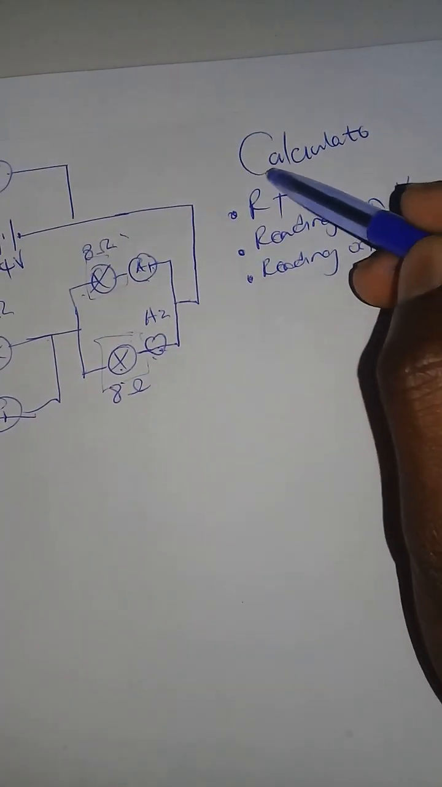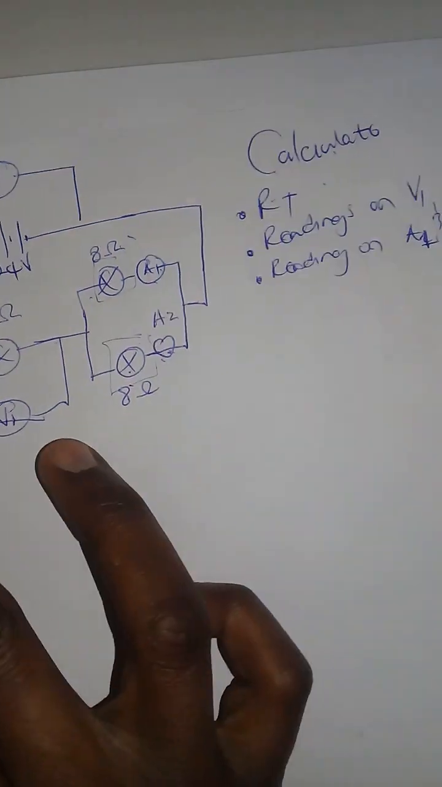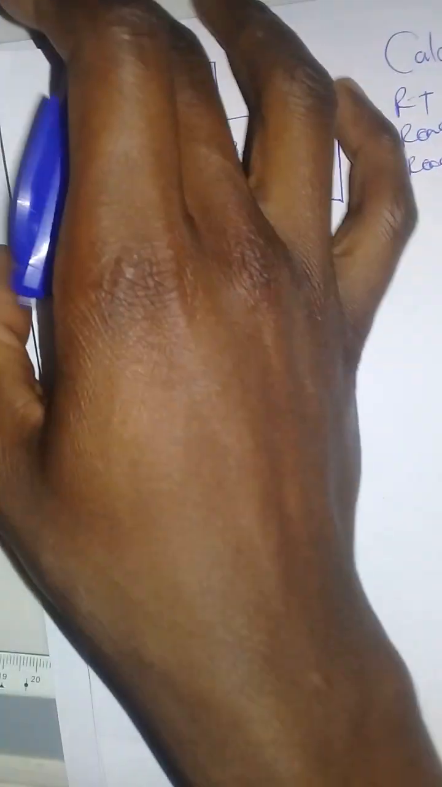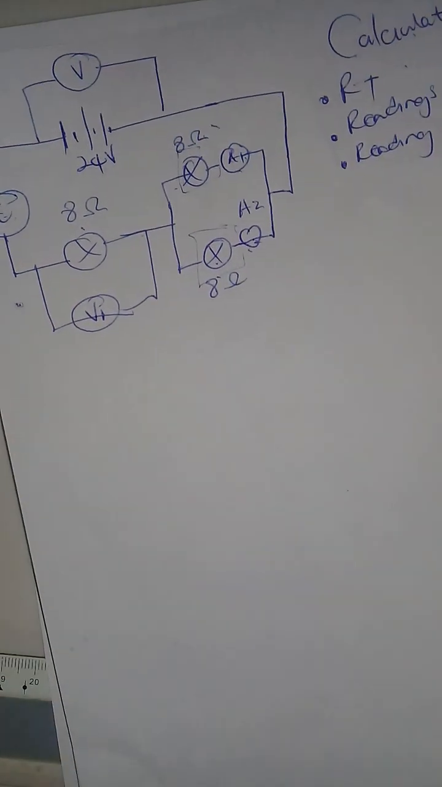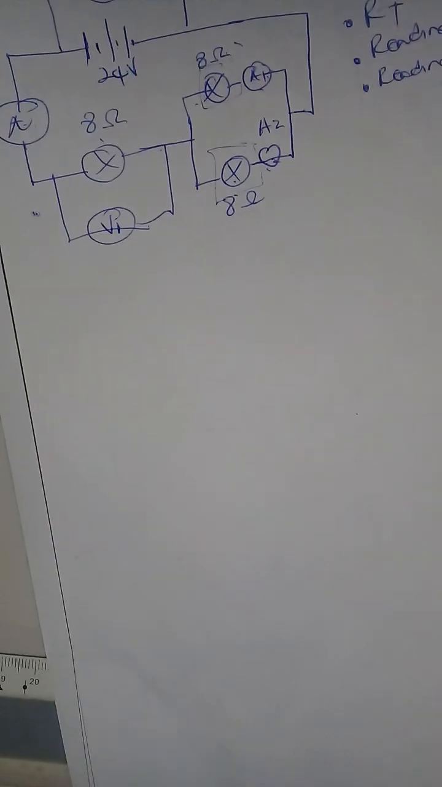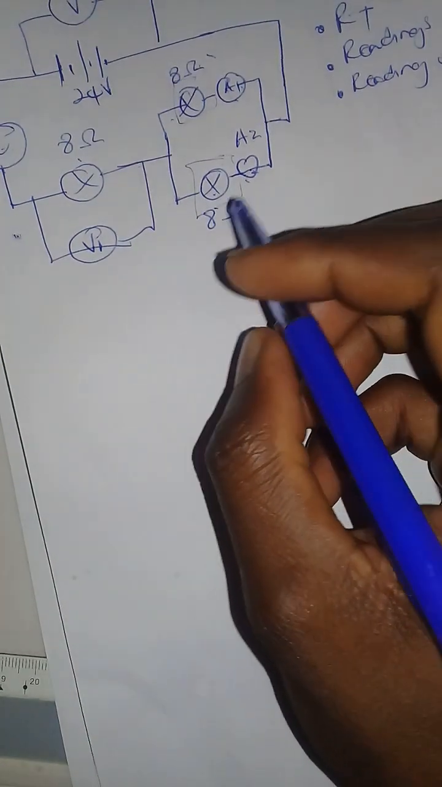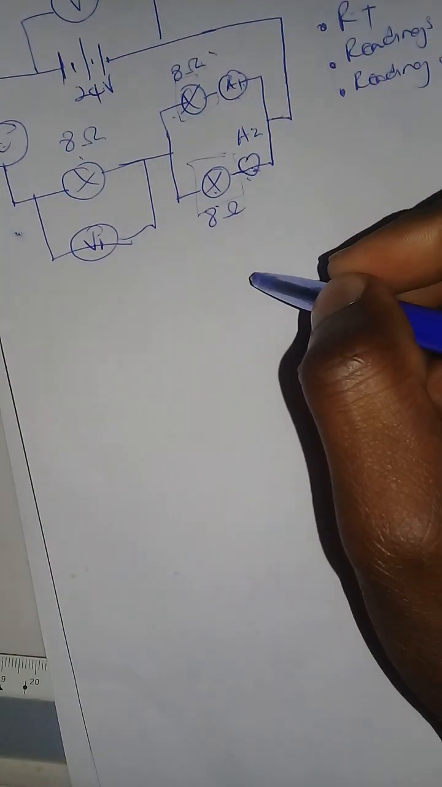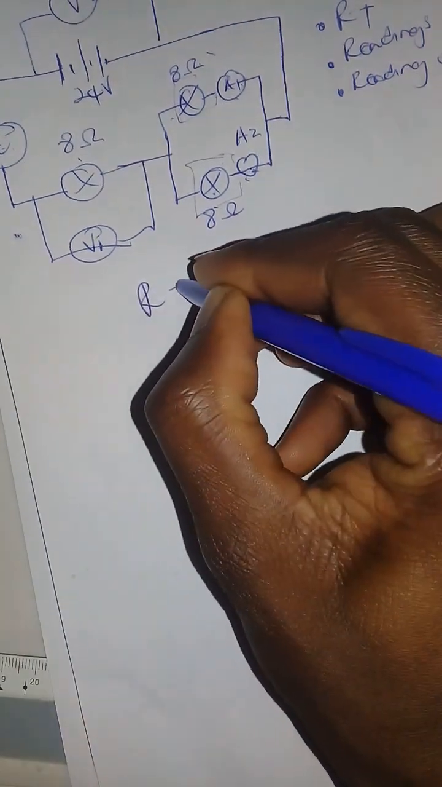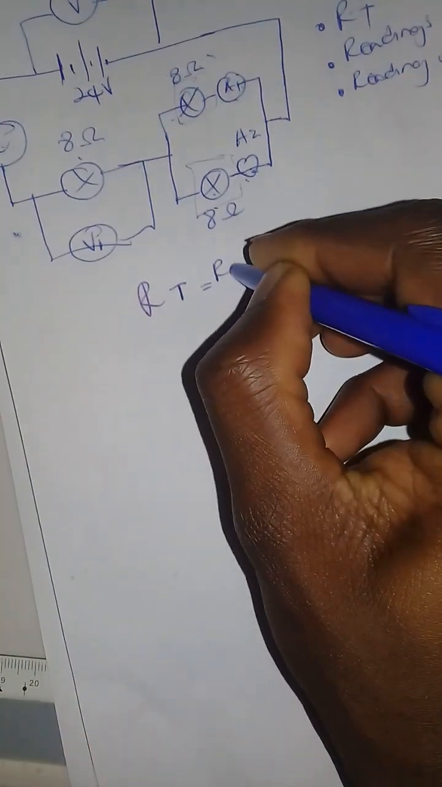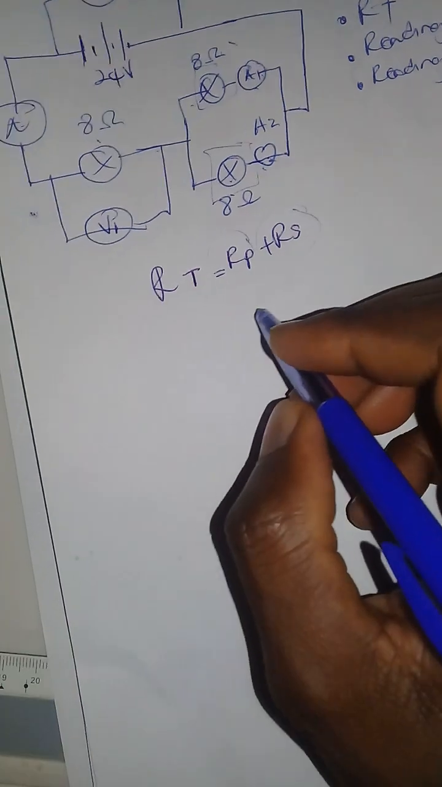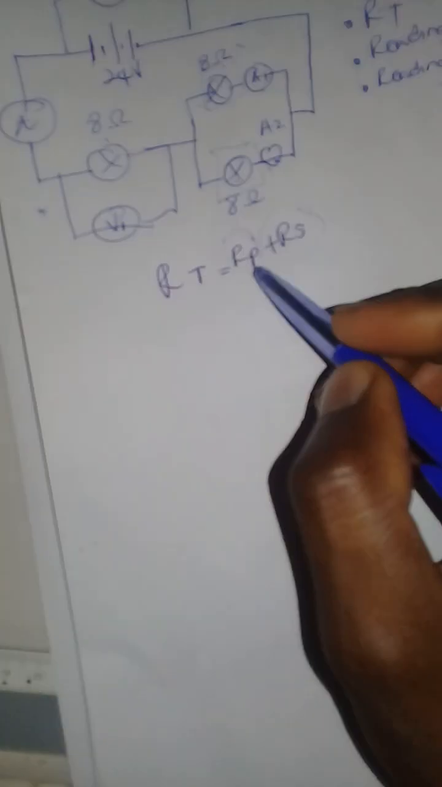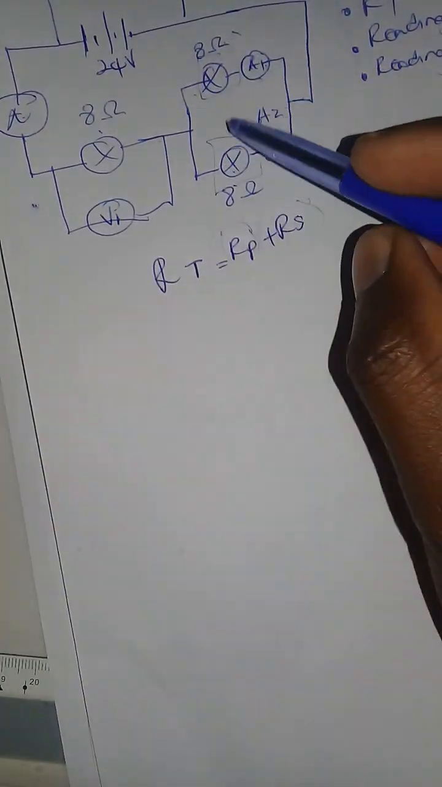Now let's look at the question. The first question says calculate RT. What does RT stand for? That's the total resistance within the circuit. So how do we calculate the total resistance within the circuit? Your RT is going to be Rp plus Rs. So you need Rp and you need Rs. The first thing we need to calculate is our Rp, the parallel connection.